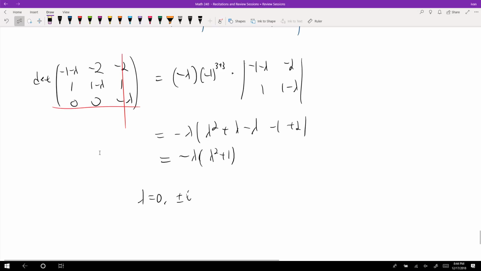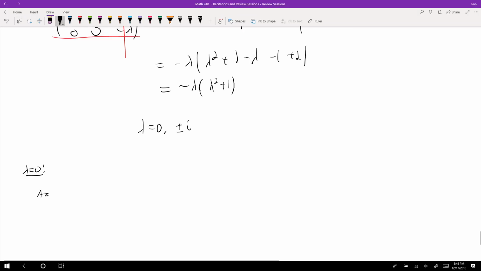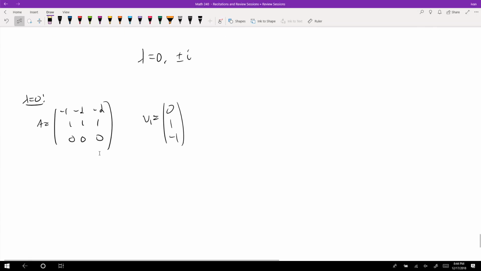Remember, we want to deal with the real guy first because it's easy to deal with. So you get lambda equals 0. So you just get the same matrix again, A: negative 1, negative 2, negative 2, 1, 1, 1, 0, 0, 0. And we can find the first eigenvector for this guy. Anyone? 0, 1, negative 1. Okay, so that's just the first eigenvector.